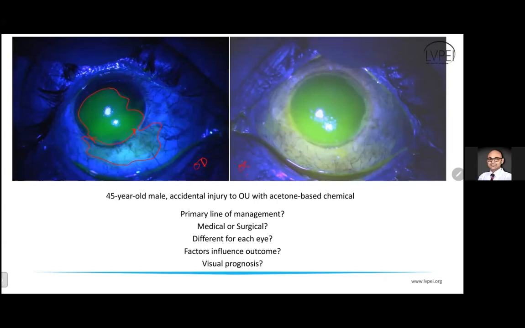So in the left eye, if you see the staining, you're staining up to the tarsal conjunctiva also, almost the entire bulbar surface is gone, and the entire 360-degree limbus is gone.